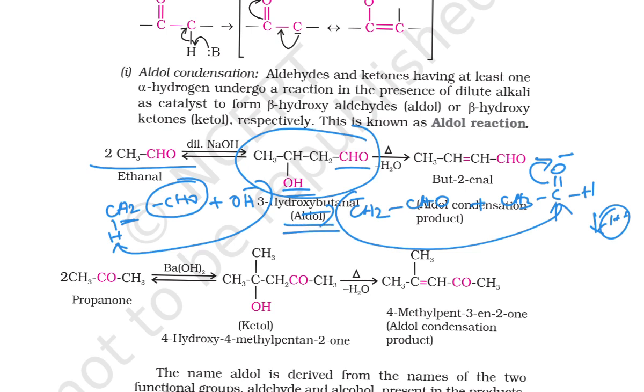In any reaction, if there is an elimination of water, or dehydration takes place, we can say it is a condensation reaction. So this is the condensation, and this is aldol. After that there is a condensation, at which time there is a formation of enal, clear? Right.